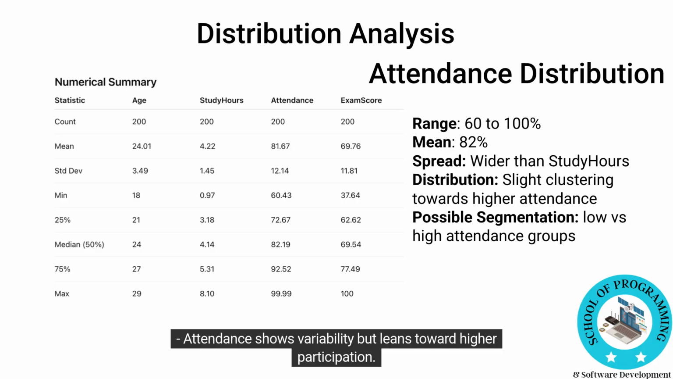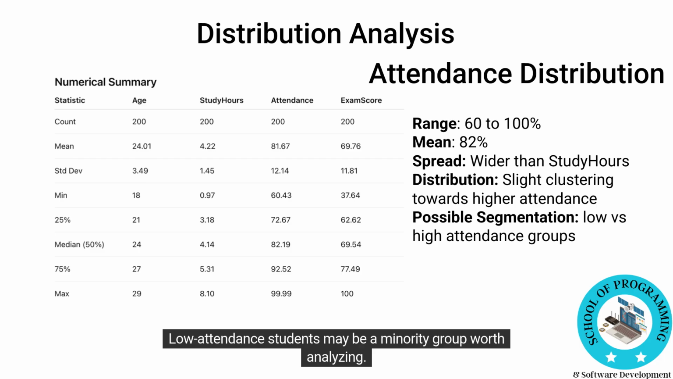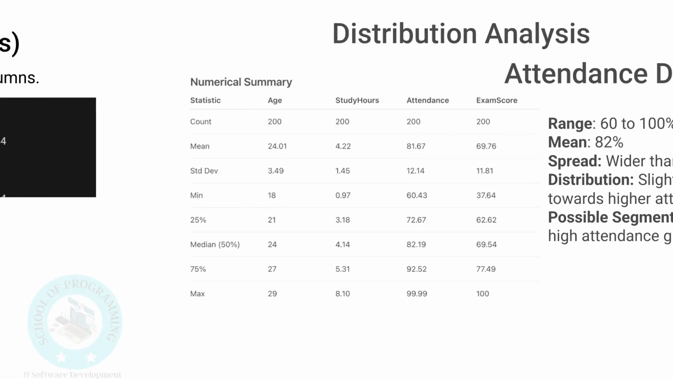Interpretation: attendance shows variability but leans toward higher participation. This suggests that most students are engaged, and low attendance students may be a minority group worth analyzing. Possible segmentation: low versus high attendance groups.